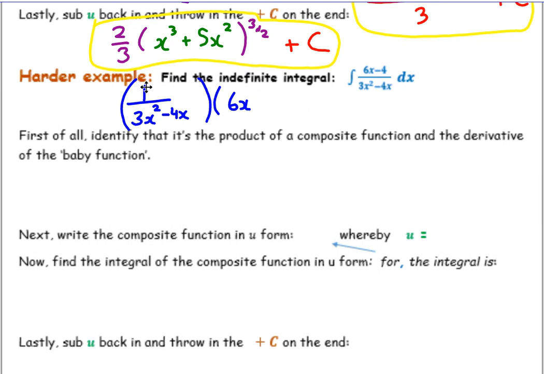Okay, so see how we could rewrite it a bit more like that? This is why it's harder, because it's hard to see that that's a product. But technically it's a product of this one multiplied by the derivative of the baby, and here's the composite. So we've got the derivative of the baby and we've got the composite. We've just rewritten the problem, so then it's easier for you to see that it's a product of a composite function and the derivative of the baby.